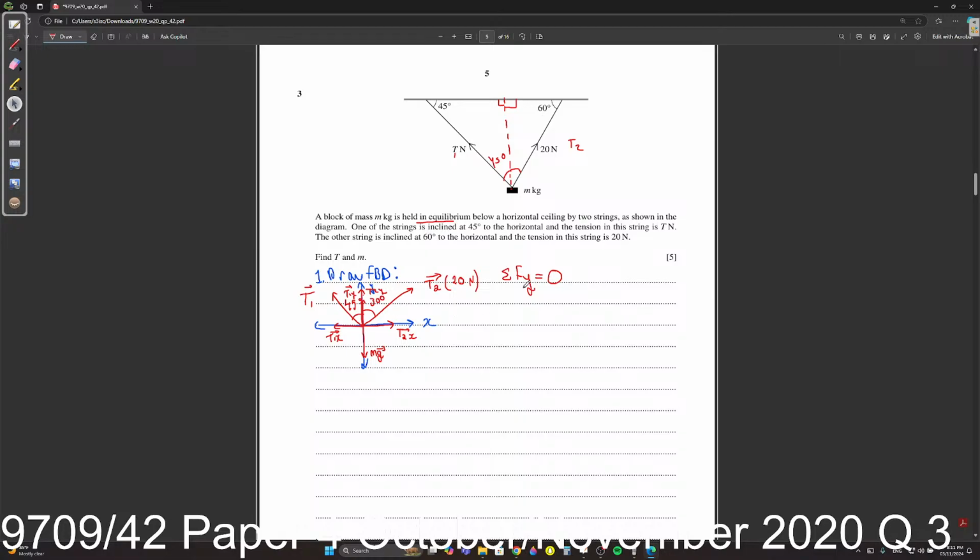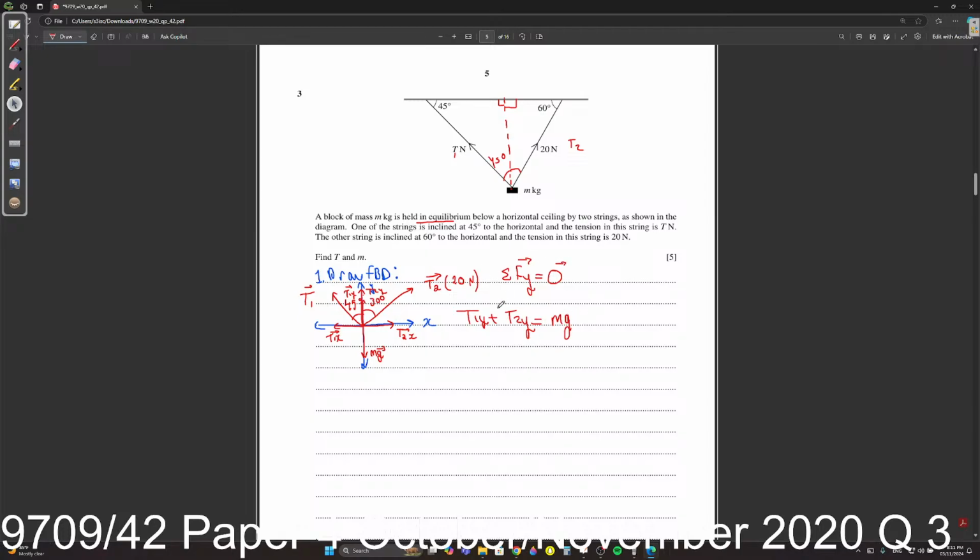Okay. My vertical forces, what are they? They equal 0. That means what's down is equal to what's up. What's up? I have T1y and T2y. So T1y plus T2y is equal to what's down? mg. Again, I should have put a vector symbol over here.